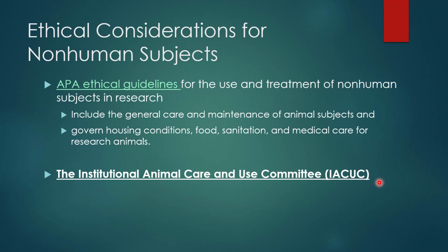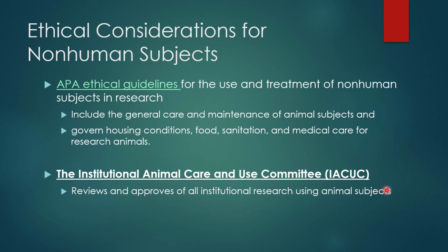So the goal of the IACUC is to review and approve all institutional research using animal subjects. In order for us to do our animal research when I was doing my master's and my PhD, we had to submit our proposals to the IACUC before we could even submit the grants that would give us the funding for the research.